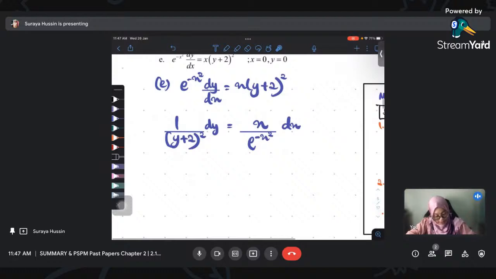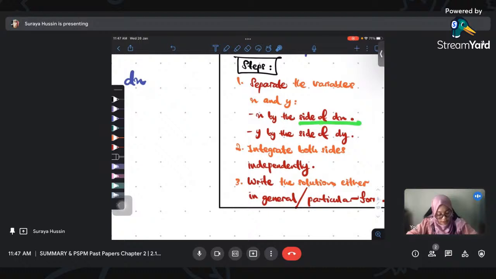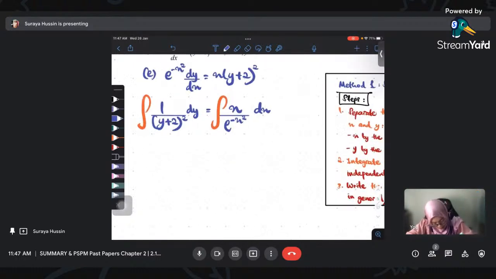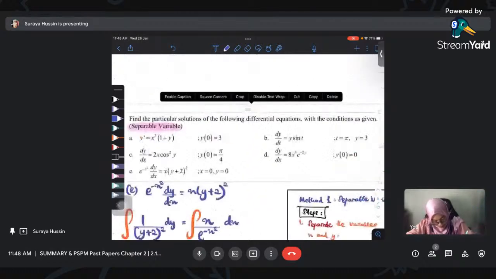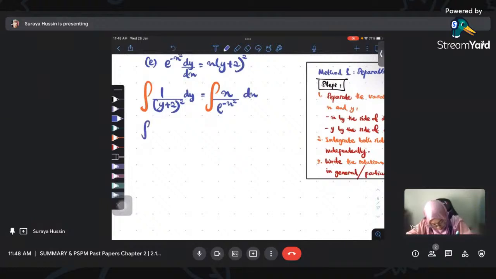Okay, after that, see, jadikan x by the side of dx, y by the side of dy, and then the next step is integrate both side. So dekat situlah baru kita buat integrate besar-besar ni, integrate both side. Okay. So cara nak buatnya adalah, sebelum tu saya akan buat permudahkan dia. Bukan permudah. I bring this up.